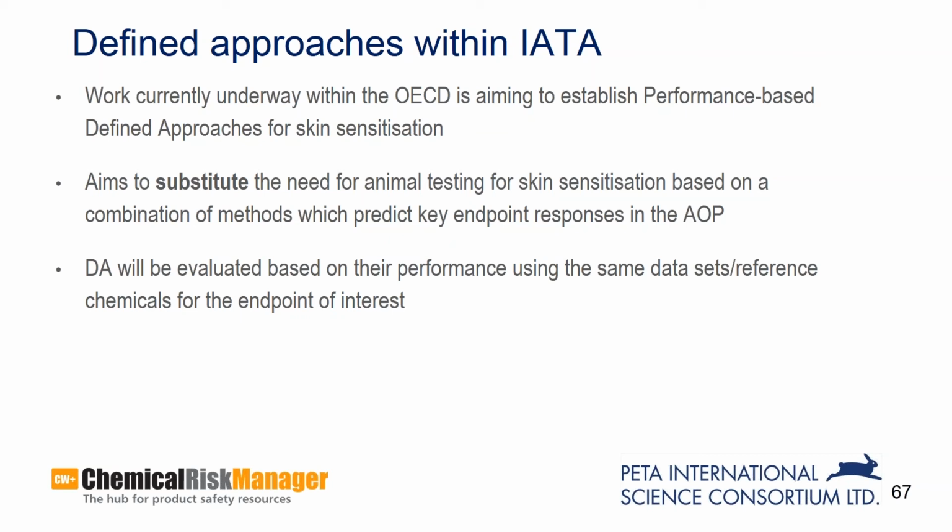So the idea here was to look at ways in which, if one had derived a defined approach, could we assess its performance based on a reference data set? And if that defined approach gave rise to a comparable performance to other defined approaches that have already been through the exercise as described in this guidance document, then we don't necessarily have to go through a formalized, lengthy validation process for this defined approach to be used for regulatory purposes. At the same time, that would mean that we could substitute any animal testing for this endpoint based on this combination of different methods within this defined approach. Now, that might make a lot more sense when we look at the next slide.